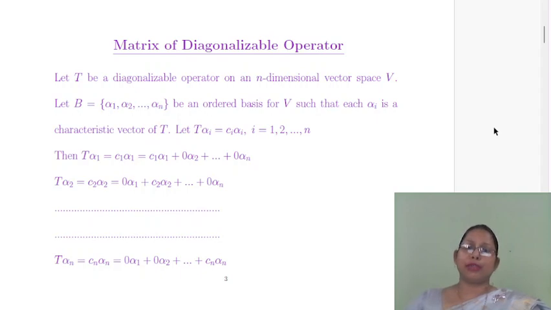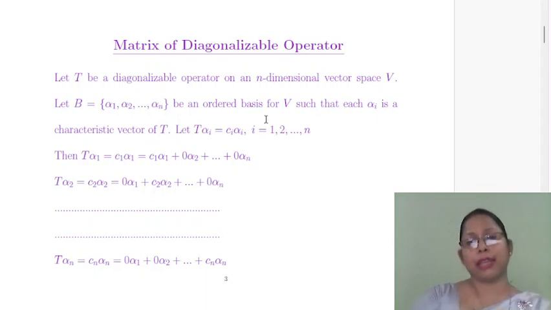Next is the matrix of a diagonalizable operator. Let T be a diagonalizable operator on an n-dimensional vector space V and B equal to alpha 1, alpha 2, up to alpha n an ordered basis for V such that each vector alpha i is a characteristic vector of T, that is, T of alpha i equals c i alpha i, where c i is the eigenvalue corresponding to the eigenvector alpha i, and i ranges from 1 up to n.